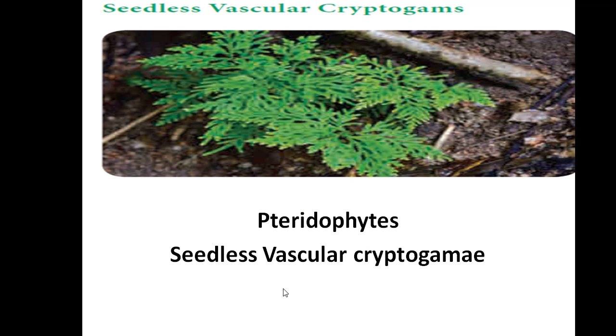Next I am coming to the pteridophytes. Don't read it like peridophytes. The P is silent here, so you should pronounce it like pteridophytes. Pteridophytes are seedless vascular cryptogams. This is just a diagrammatic representation, a picturization, of this vascular cryptogam. It is also called a seedless vascular cryptogam.